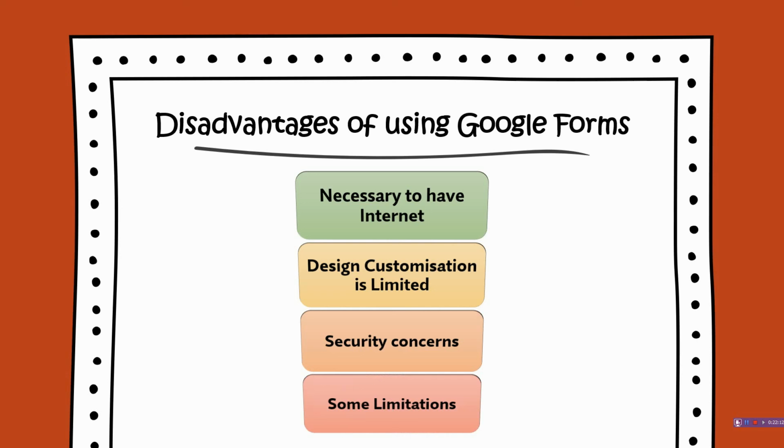See, there are certain limitations regarding the capabilities of this tool. It accepts text up to 500 KB, images up to 2 MB, and for spreadsheets the limit is 256 cells or 40 sheets. If it is more than that, then you cannot use Google Forms. So these are the limitations or disadvantages of using Google Forms. That is, necessary to have internet, design customization is limited, security concerns, and some limitations.